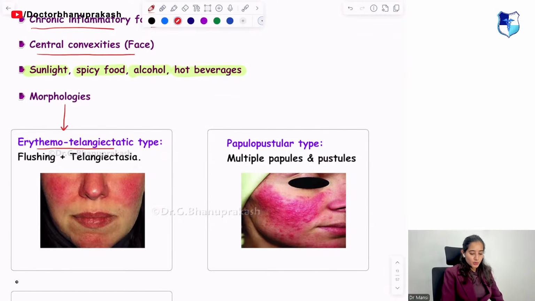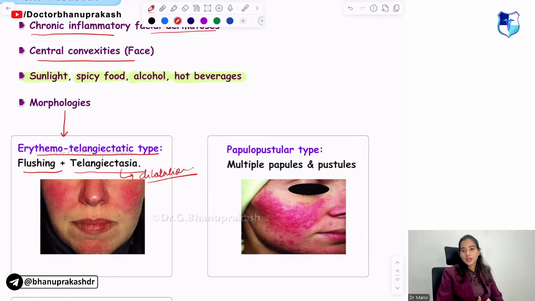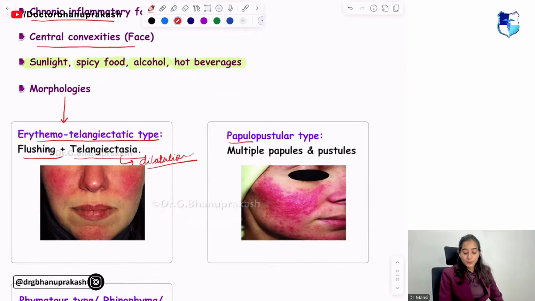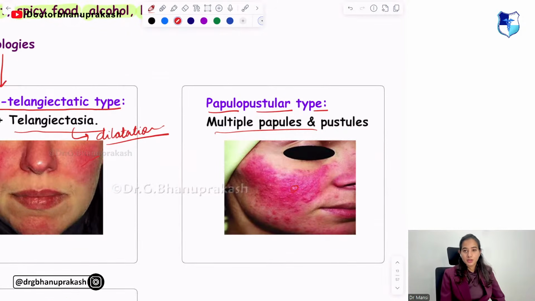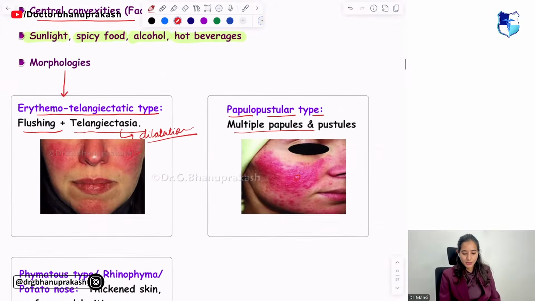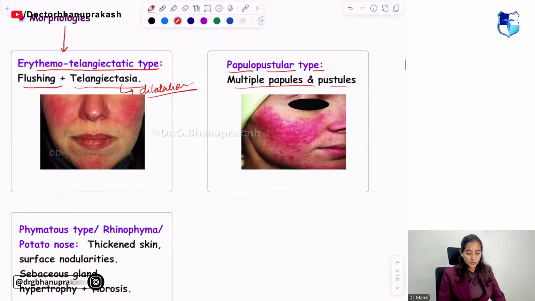The first type is erythematotelangiectatic type, which you can see the dilation of the capillaries of the face, and there is flushing, facial flushing, and telangiectasia. The ectasia word means dilatation of blood capillaries. You will see the sun exposed areas are more involved in this. Then we have papulopustular type, which has multiple papules, the pink reddish ones, and the yellow pustular variant. So it is papulopustular type.